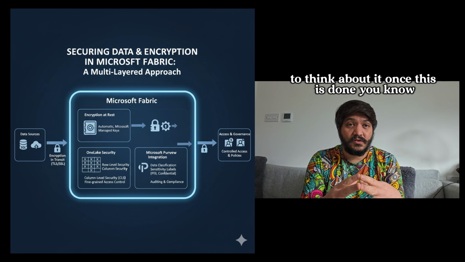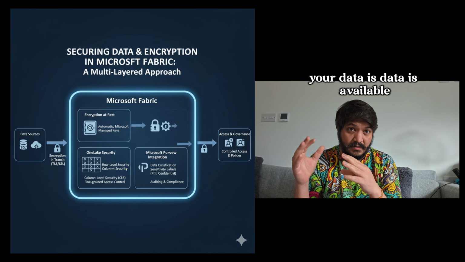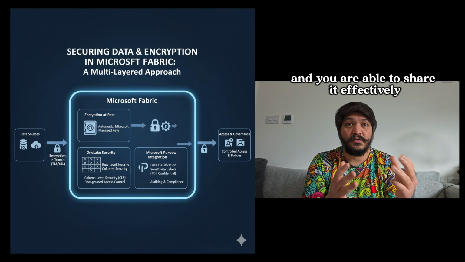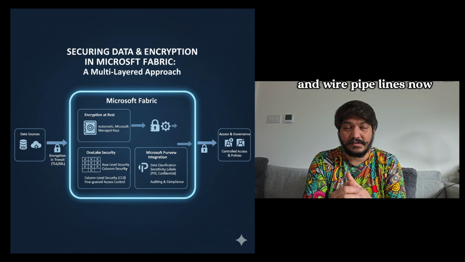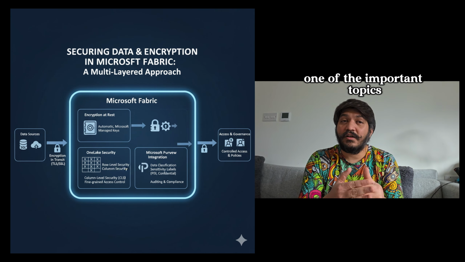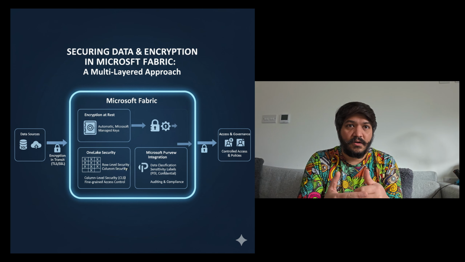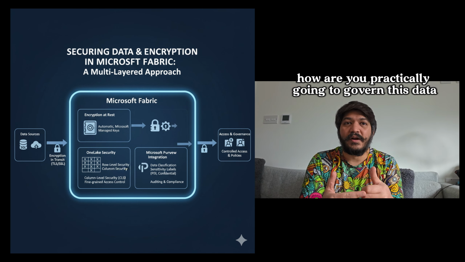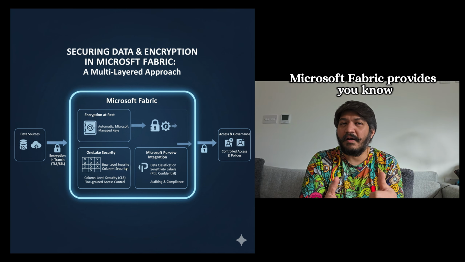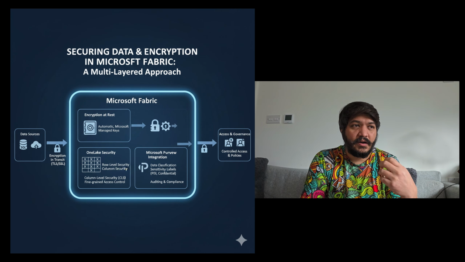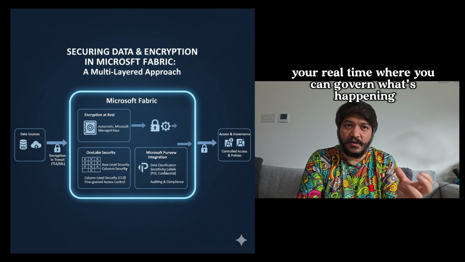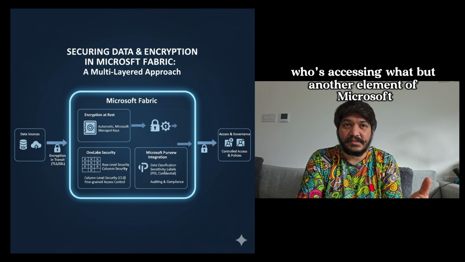Once this is done, your data is available, ready for sharing, and you are able to share it effectively via pipelines. Now, one of the important topics you also need to think about is governance. When you are working on this, how are you practically going to govern this data? Microsoft Fabric provides real-time monitoring logs, where you can govern what's happening and who's accessing what.